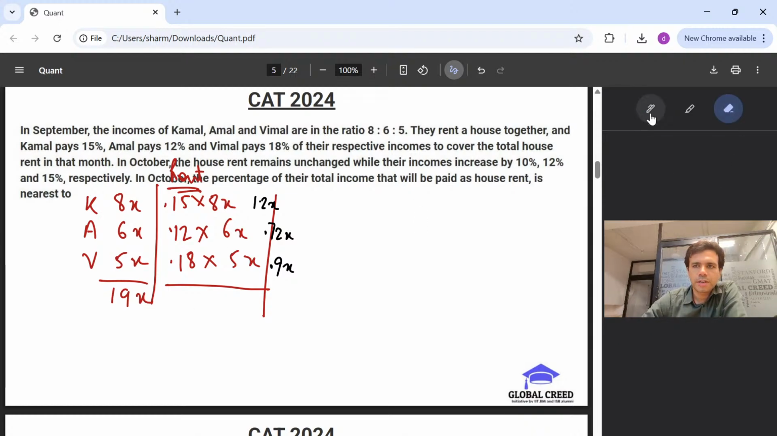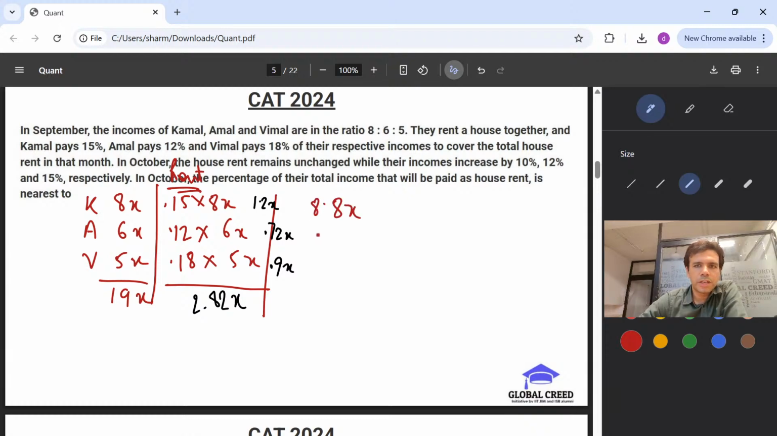यहाँ से हम अगर इसको कैलकुलेट करेंगे तो this will fetch me x, and we add all of this, will give me 2 and then 9, 7, 16, 18, 8, 2.82x. कुछ इनका रेंट आ रहा है. Now what happens is इसके बाद वो कह रहा है cover total house rent in the month. In October the house rent remains unchanged while their incomes increase by 10%. 10% कमल की इनकम इंक्रीज हुई है तो वो 8.8x हो जाएगी.